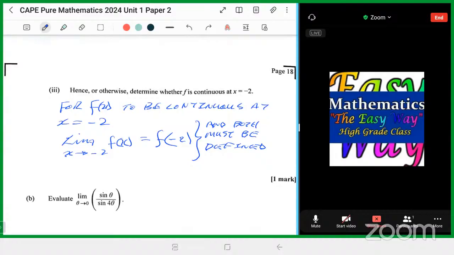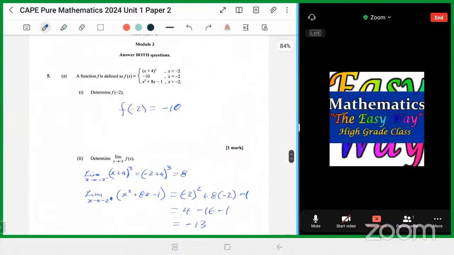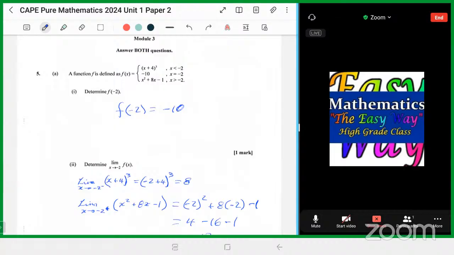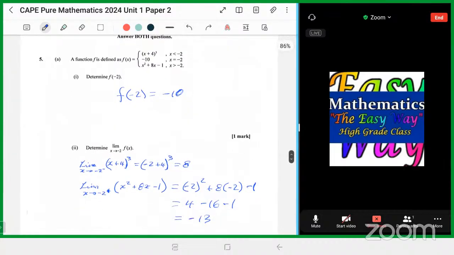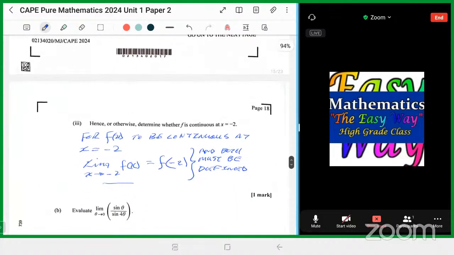This fails for multiple reasons. The limit from the left and the right are not equal, and they're not even equal to f of -2, because f of -2 is -10. Everything is out of sync. So we don't have the condition. Because they're not equal, we can draw the conclusion. Therefore, f of x is not continuous.